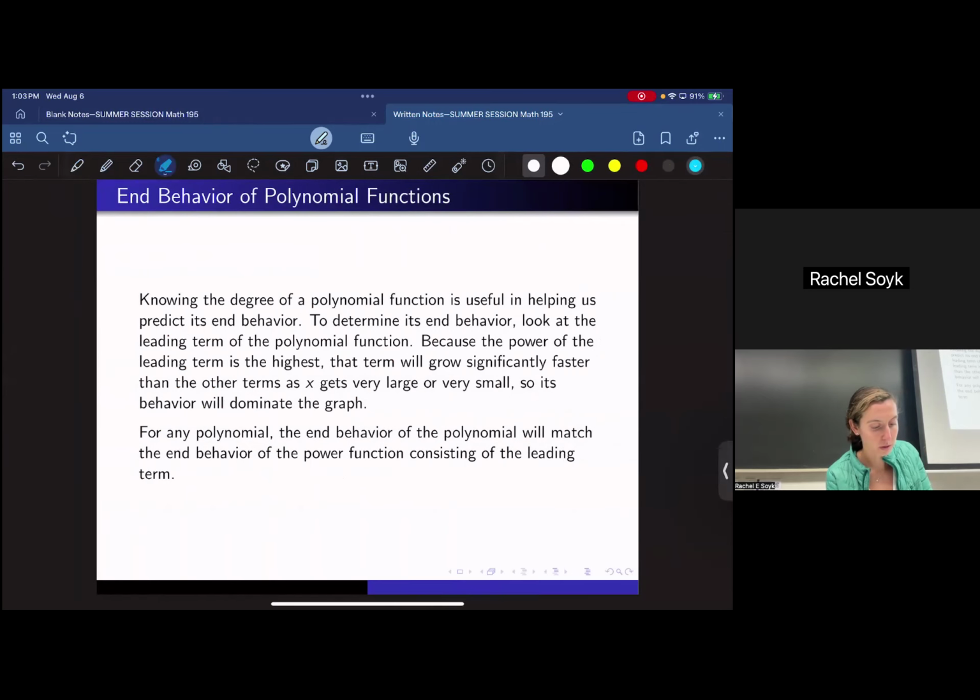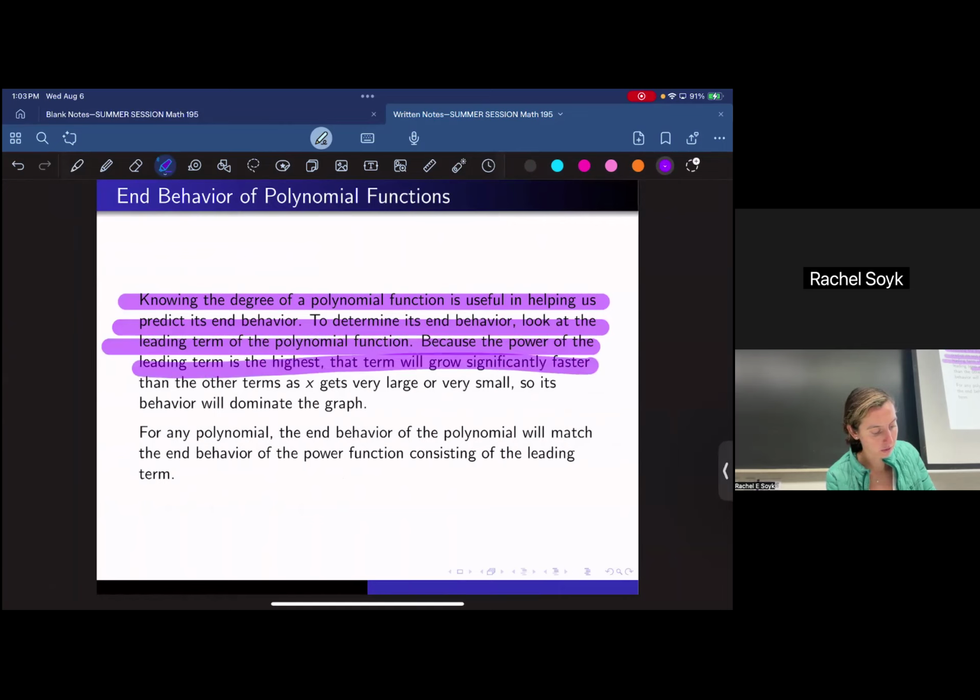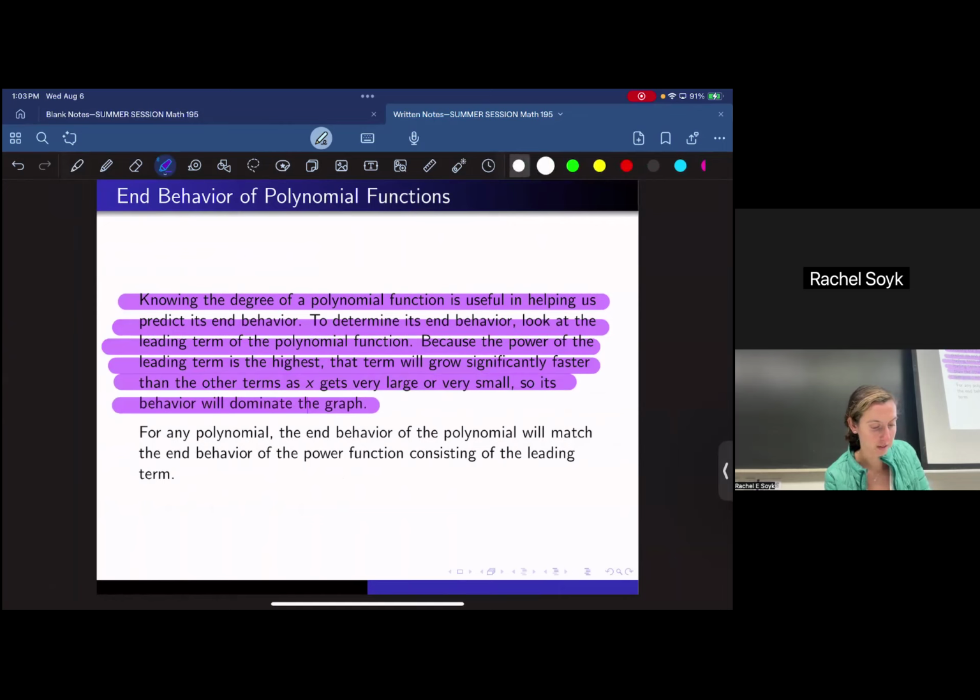Have 2 students read this. Someone read the purple, and then someone read, I don't know, green. Who would like to read purple?